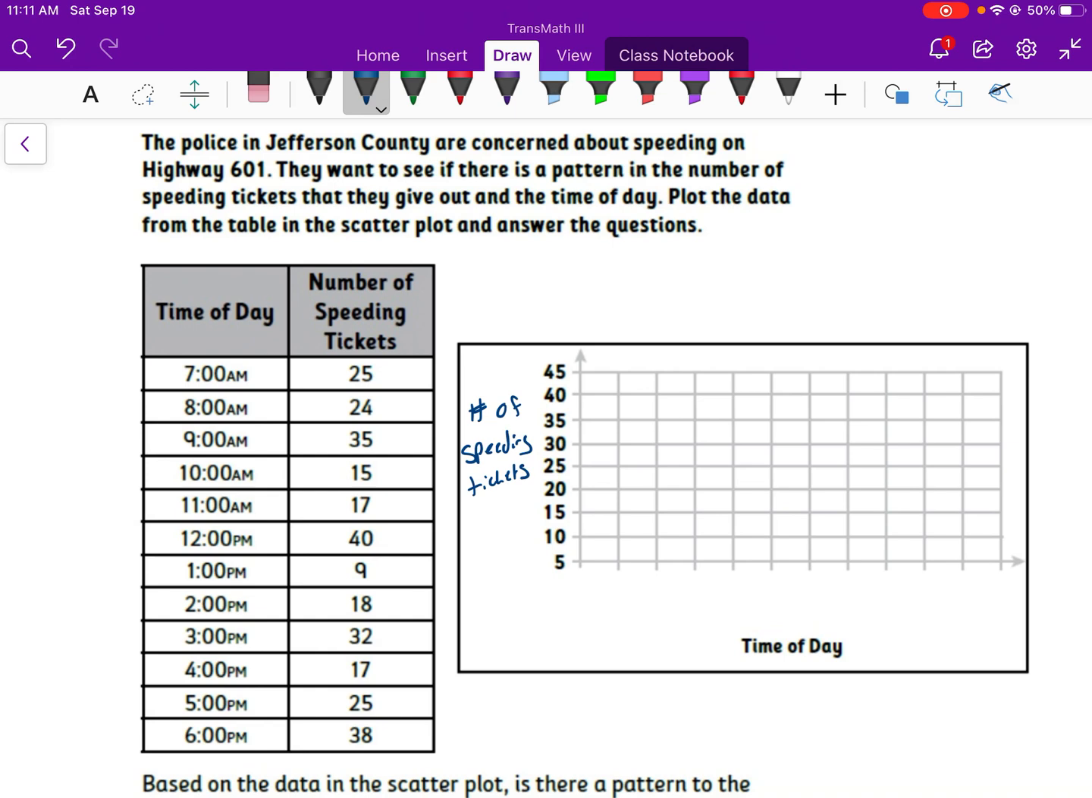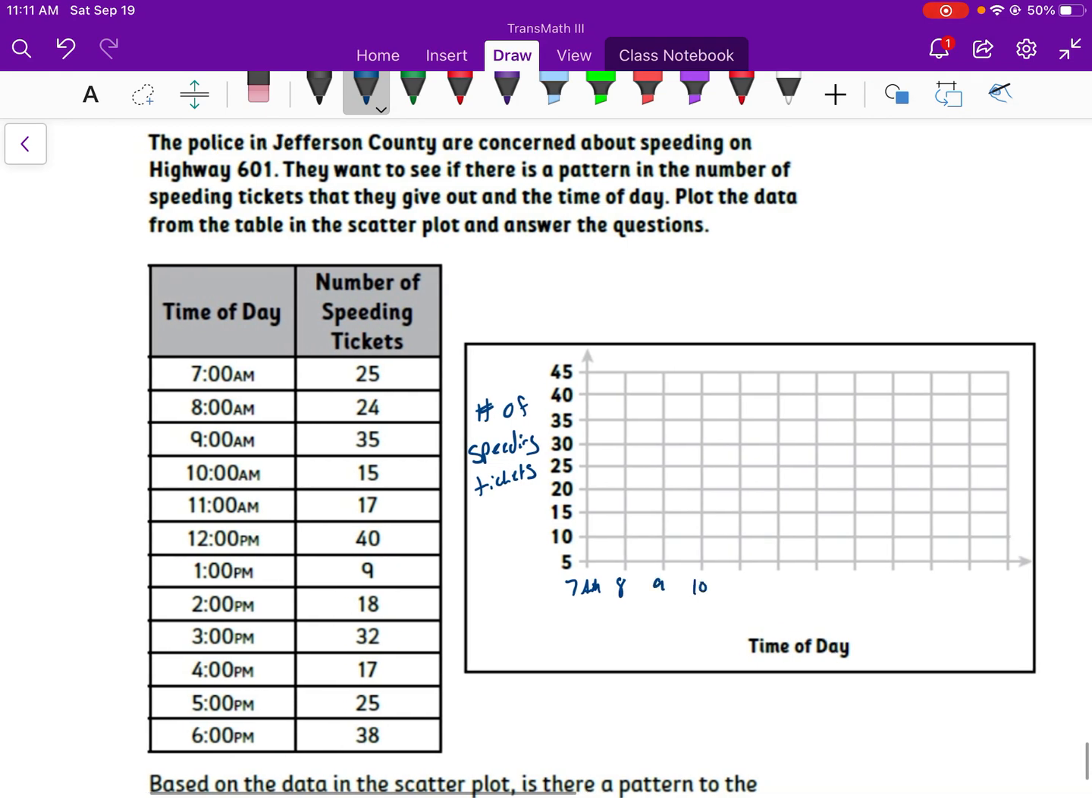Now, we're given our scale with the number of speeding tickets, but not for the time of day. So we have from 7 a.m. to 6. What I'm going to say is 7 a.m., 8, 9, 10, 11, 12, 1, 2, 3, 4, 5, 6. And that is time of day. That's going to be the point where we start our PM. So now we need to go ahead and plot our points.